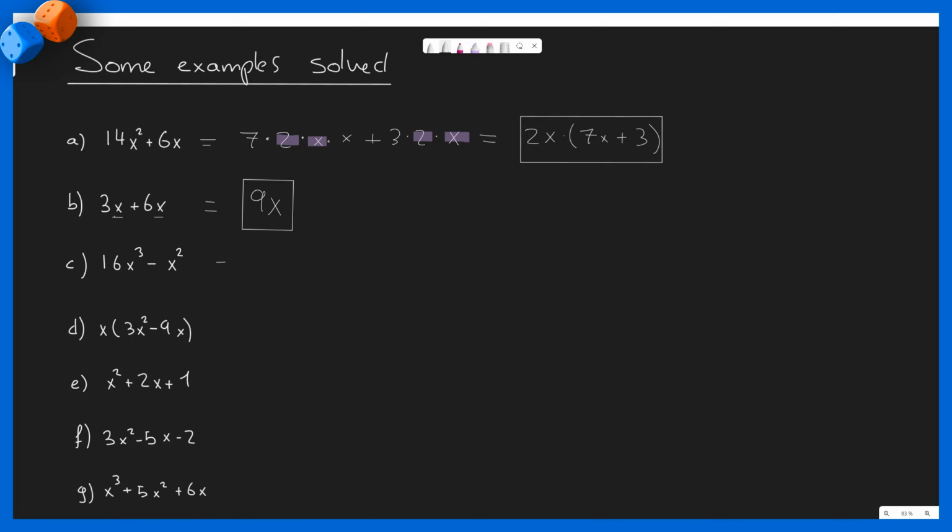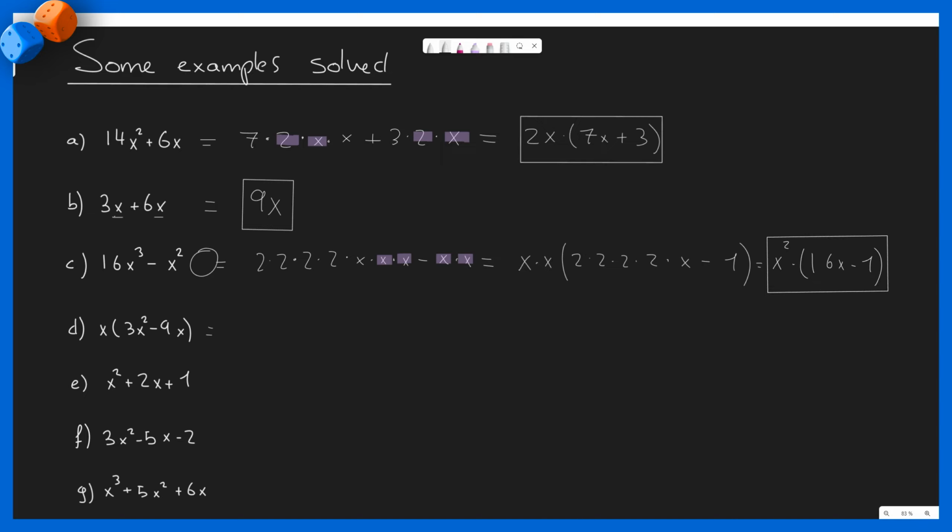Number 3, we don't have a free term, so we will write all the addends as a product of things. 2 times 2 times 2 times 2 times x times x times x minus x times x. This equals 2, take the common ones, x times x, open parentheses, and now write the rest. 2 times 2 times 2 times 2 times x minus, here we have a 1. This equals to x squared times 16x minus 1. And this is our solution.